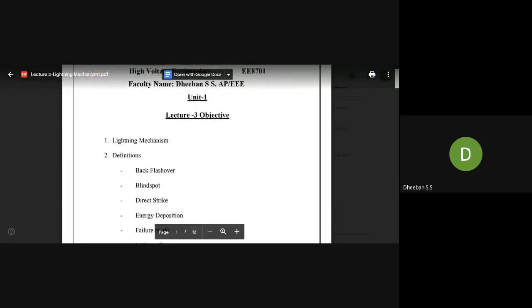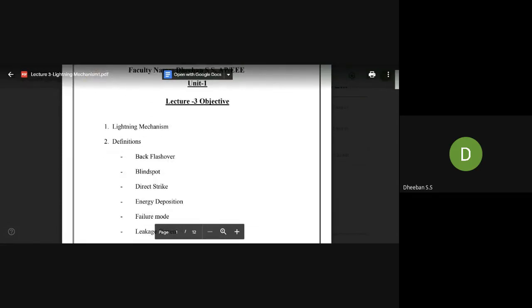It's a very important Part B question. You can expect this lightning mechanism. In the first unit, there are some specific questions, nearly 4 to 5 questions. If you study those questions, you can surely attend your Part B question.